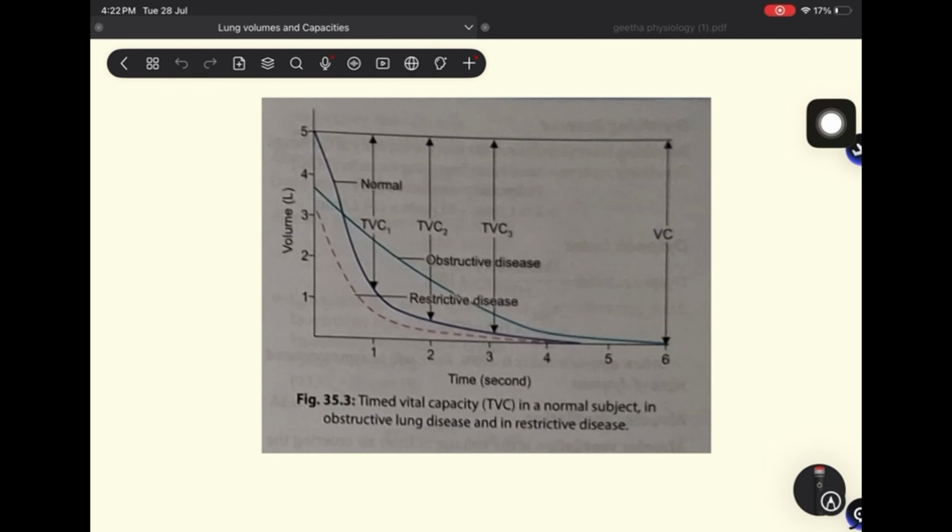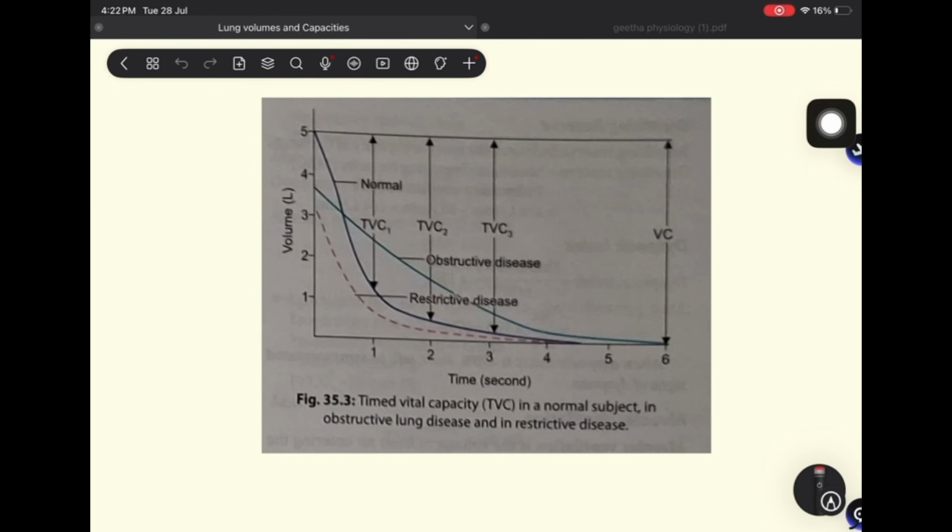But in case of an obstructive lung disease such as bronchial asthma, COPD, chronic bronchitis, emphysema and all, the airway will become narrowed or obstructed. So the air cannot leave the lung quickly. As a result, the graph will fall only slowly. See, this is the graph of an obstructive lung disease case and this is only falling slowly. The patient needs more time to empty his lung. Here in this graph we can see that at first second only a small amount of air has come out. Much air is still trapped inside his lung. But eventually almost whole the vital capacity may come out but it takes time.